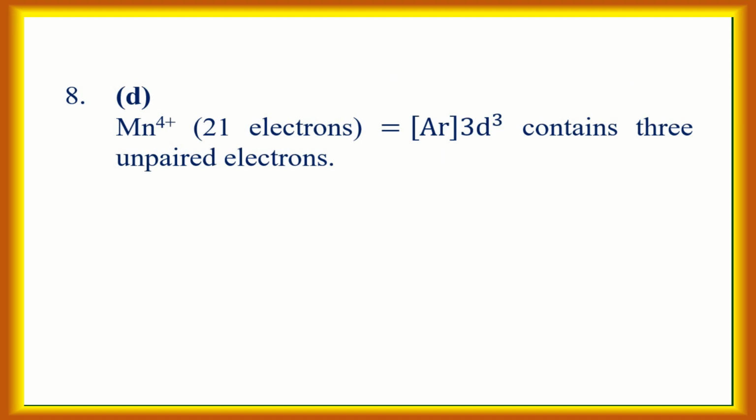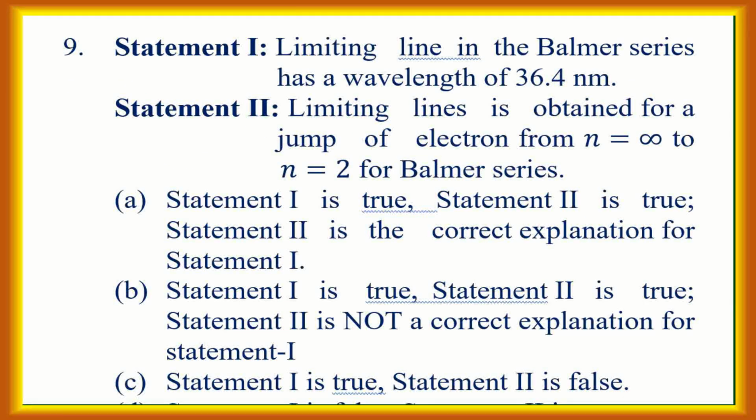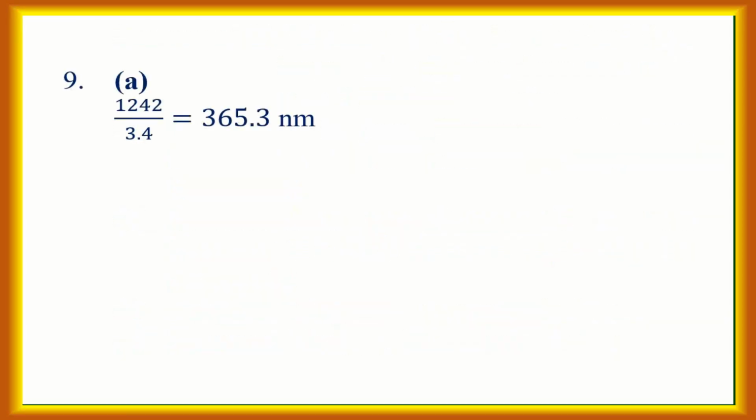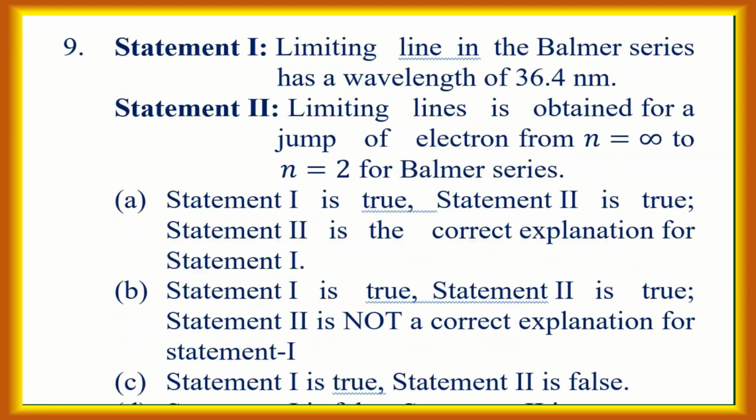And next, question 9. Statement 1: the limiting line in the Balmer series has a wavelength of 364 nanometers. And statement 2: the limiting line is obtained for a jumping of an electron from n equals infinity to n equals 2 for the Balmer series. Options are given and the answer is A. Statement 1 is true, statement 2 is true, and statement 2 is the correct explanation for statement 1. So it is clear now.